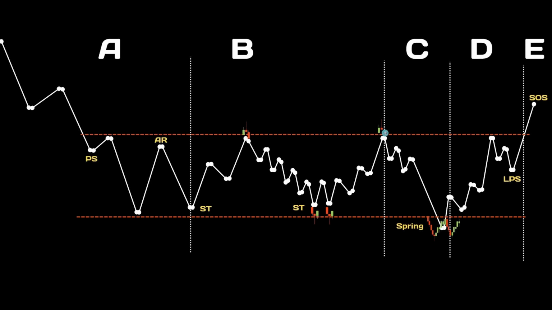What else defines the accumulation phase? Rallies tend to occur with wide candle spreads or sharp impulses. This is linked to market buying, while declines drift toward the support zone more sluggishly.